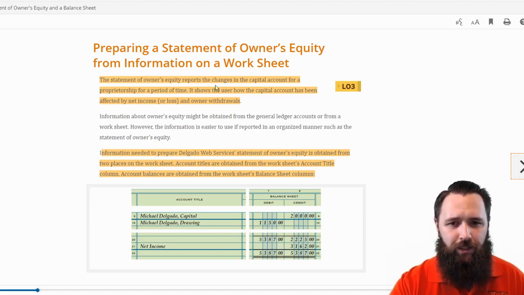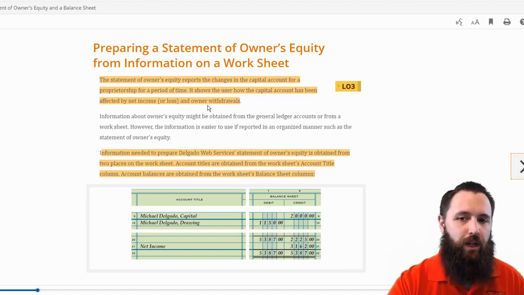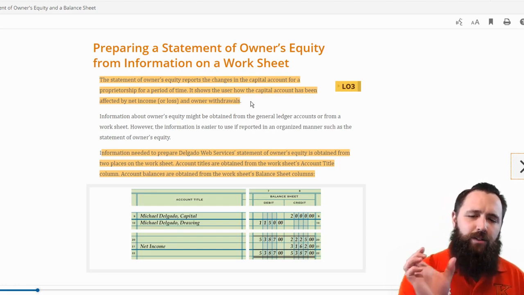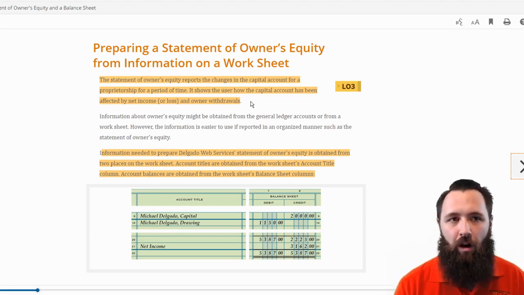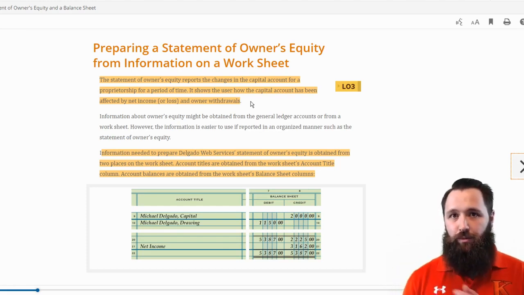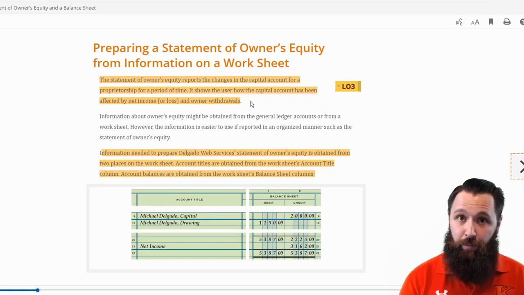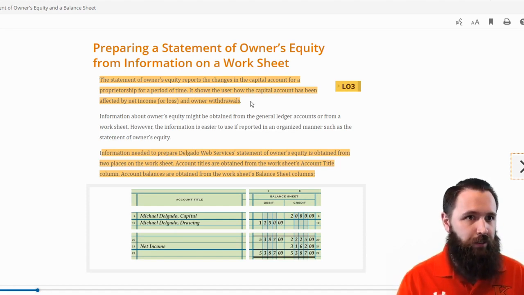We've looked at the definition of this already, but the statement of owner's equity is going to report any changes in the capital account over this specific financial period that we had. These are the two things that it really is showing you. It's showing you how net income or net loss has affected capital, right? Because that's really the amount of money that we get to keep in the business or that we're losing in the business. And as Michael Delgado, your capital will be affected there, right?